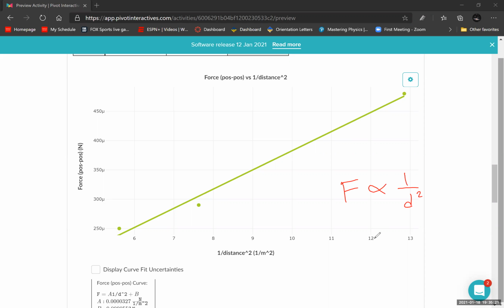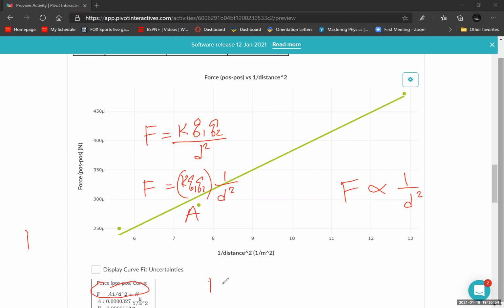Now, in this particular example, remember, force equals K times Q1, Q2 divided by d squared. We're using this equation. What we're doing here is plotting force against 1 over d squared. That means everything else is basically a constant. K, Q1, Q2 is a constant that this graph represents as A. You can see here's the equation for that. So force equals A times 1 over d squared, plus B, where B is the intercept, whatever it is.